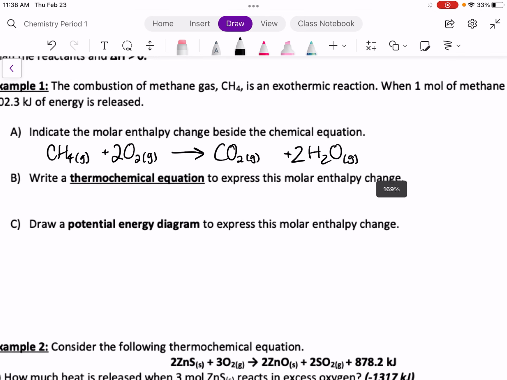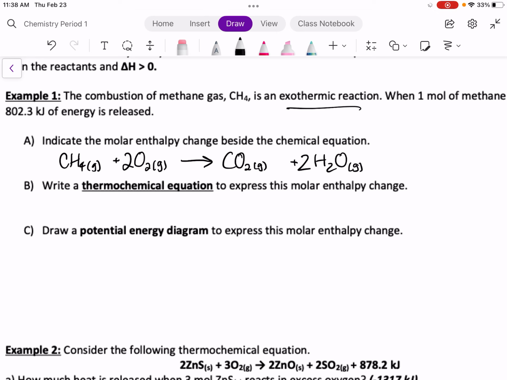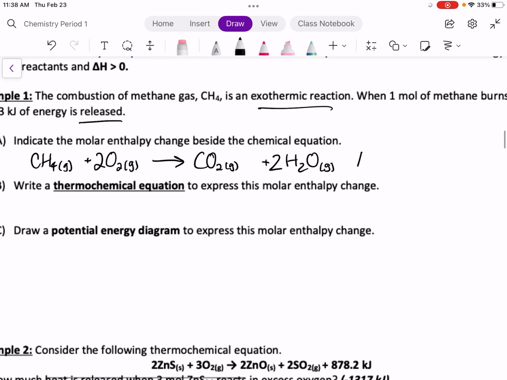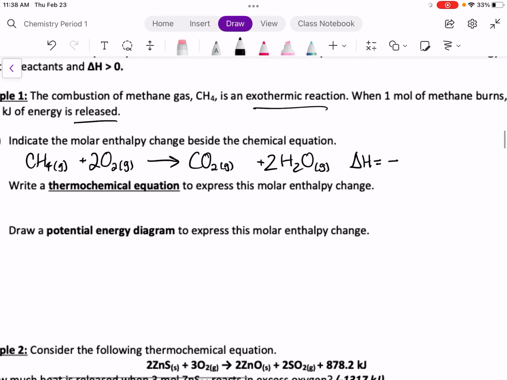Since we know that this is an exothermic reaction and energy is being released, when I write the molar enthalpy beside my equation, I know I'm going to write a negative in front of this value. Exothermic is always negative, and endothermic is always positive. I know that this is in terms of 1 mole of methane, so I don't have to write per mole to the side.